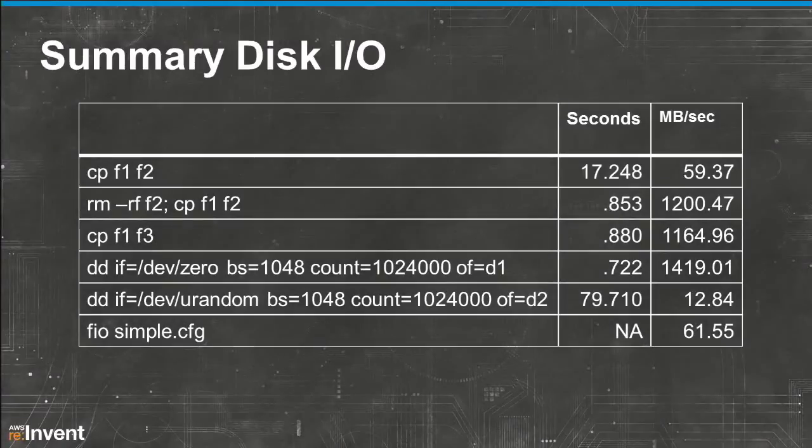Now, obviously, writing random bits versus writing 0 fill are very different workloads. In this particular case, it took almost 80 seconds, and the measured throughput was 12.84 megabytes per second. Why do you think the bandwidth was only 12.84 megabytes per second? It wasn't the disk you were measuring, it was the ability to create random. So if you're trying to measure disk performance, urandom ain't the way to do it.